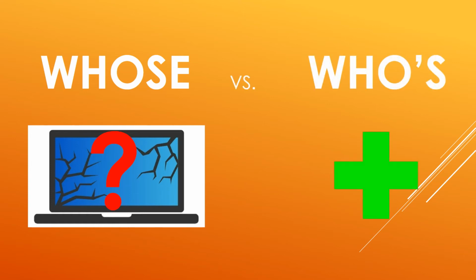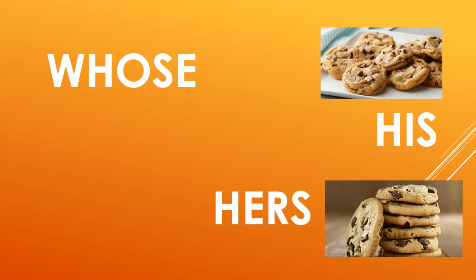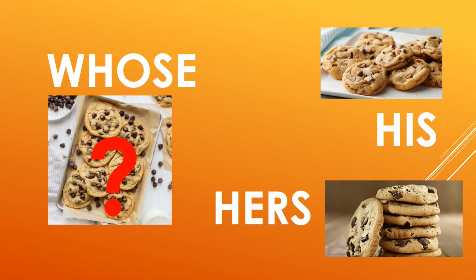Now we have whose, like whose laptop is broken here, versus who's, also the contraction. So whose is a word like his or hers. It's a word that shows ownership. His cookies, her cookies, whose cookies are these? And because it's the same kind of words, no apostrophe. We don't use an apostrophe in any of these, not in hers, not in his, and not in whose.